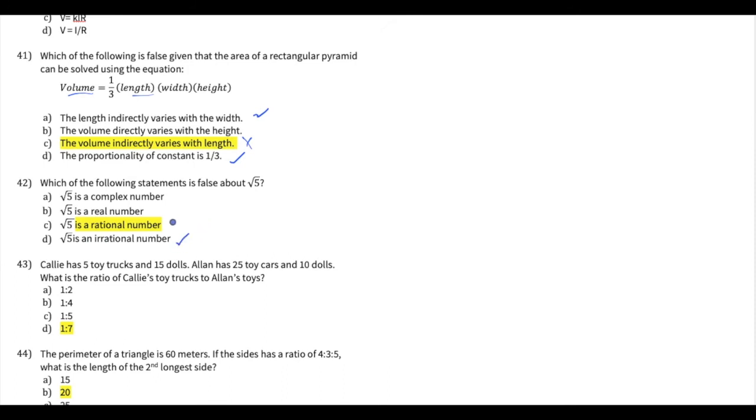So, since it is an irrational number, given na hindi siya rational. So, letter C. It's a real number and all real numbers are complex numbers.